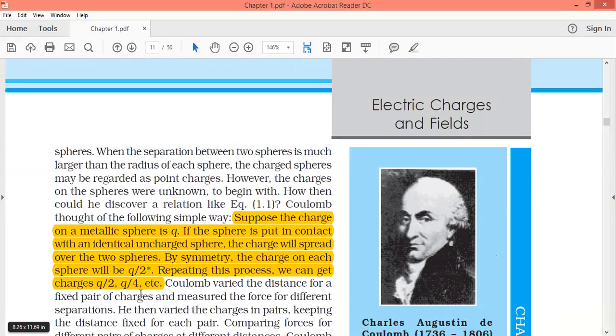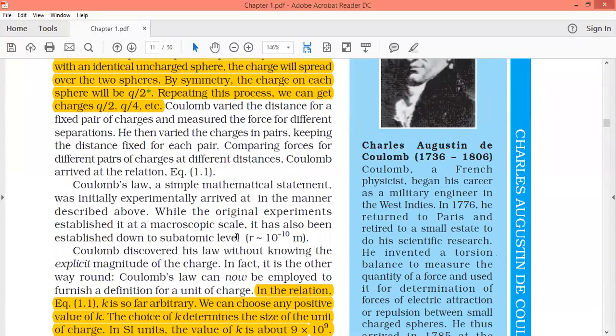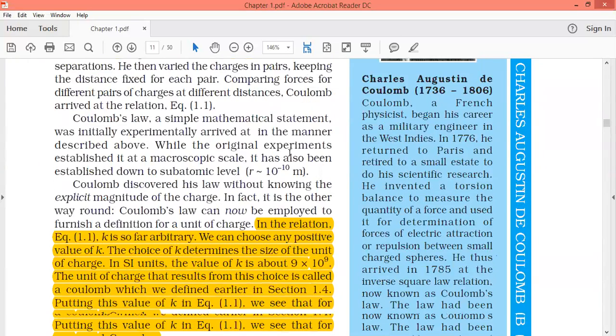So four spheres we have, no? The total charge will be Q by 4 on each sphere, like that we will be getting. So by symmetry we will be getting like this. Okay. So here they will explain how Coulomb found this formula and all. Okay, anyway, that is not important.